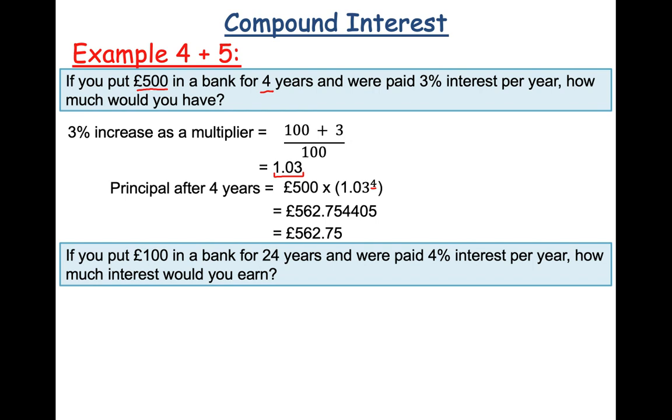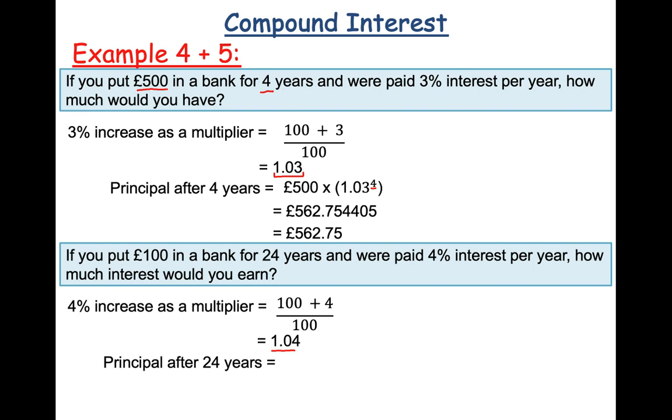Next example, remember to copy these two down. If you put £100 in the bank for 24 years and were paid 4% interest per year, how much interest would you earn? So this one's slightly different. It's asking you sort of the difference. How much interest would you earn? So same thing. First thing, you find your multiplier. 4%, you're increasing, adding it to 100, divide by 100 gives you a multiplier of 1.04.